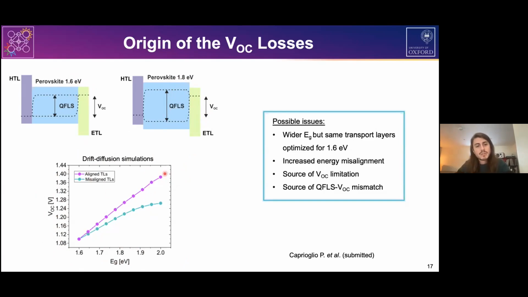We've seen that the VOC increased linearly, as we would expect, by increasing the bandgap of a perovskite. But when we simulate a case where we keep the transport layers optimized for a 1.6 eV cell, the VOCs start to deviate from this linear increase and saturate at lower values, increasing the losses more and more as we increase the bandgap, which is very similar to what is usually observed experimentally.